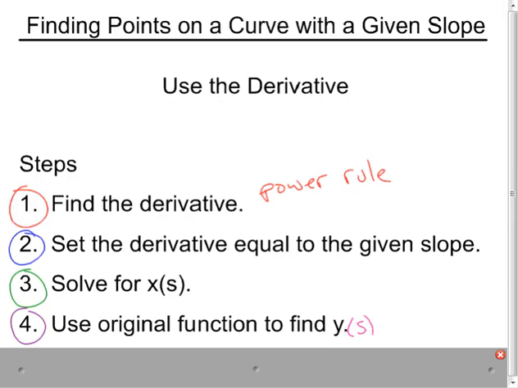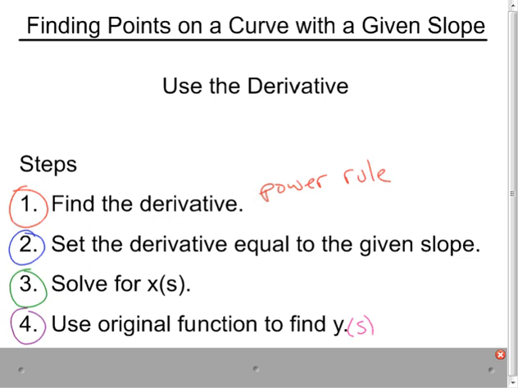So the steps here are very important for you to know. You find the derivative, set the derivative equal to the given slope, because don't forget, the derivative is the slope. So if I give you the slope, I'm telling you what the derivative is equal to. Solve for the x or x's, depending on how many you find. Then use the original function to find the y's.